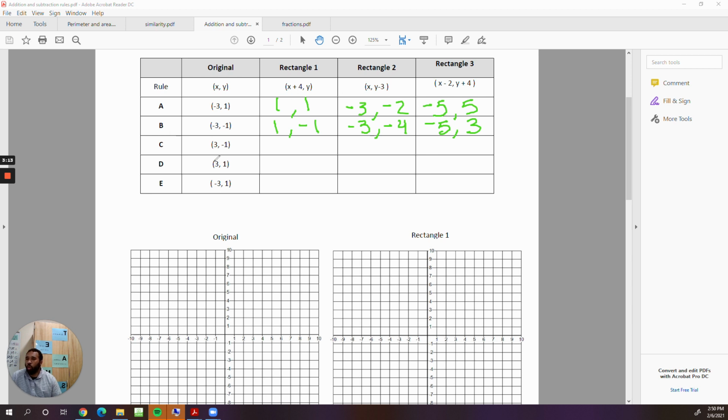Remember to fill out the whole table before you move on to graphing. And each rectangle has its own spot. There's the original and rectangle 1 right here. And then there's spots for rectangle 2 and rectangle 3 on the next page.